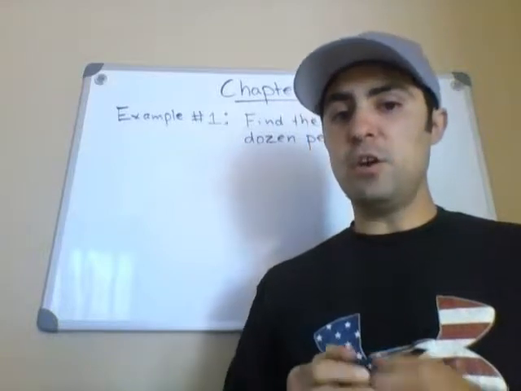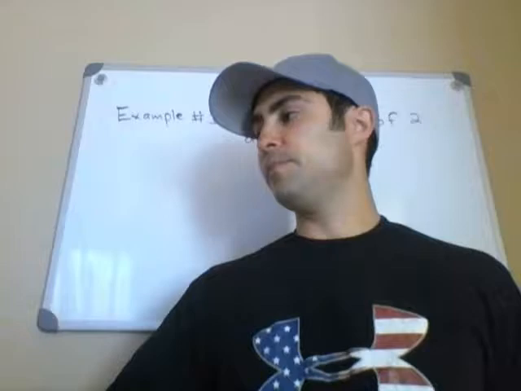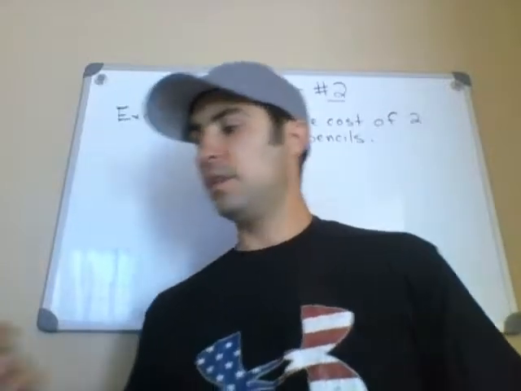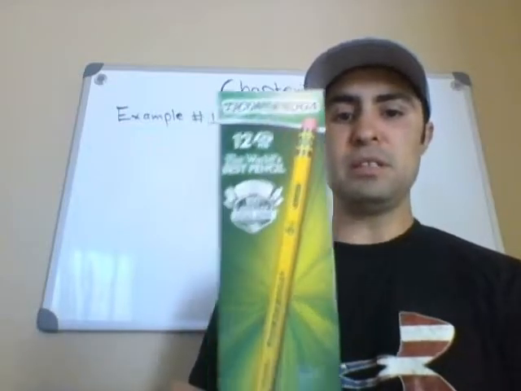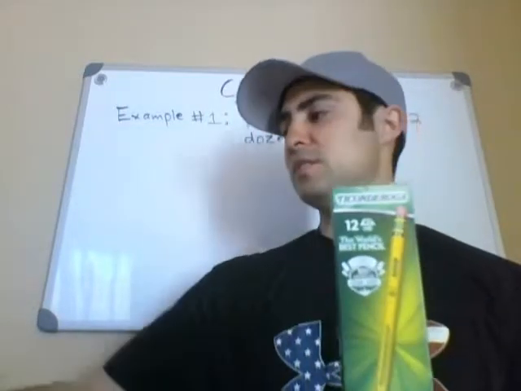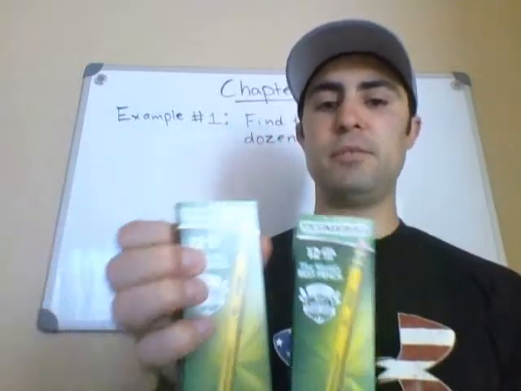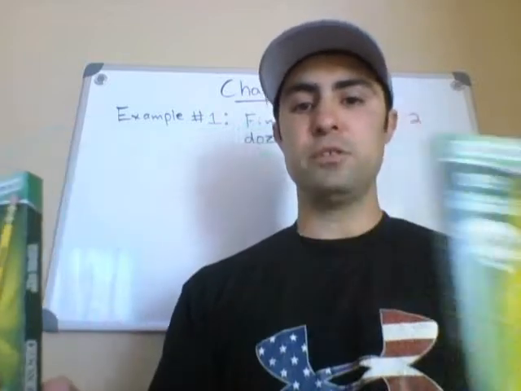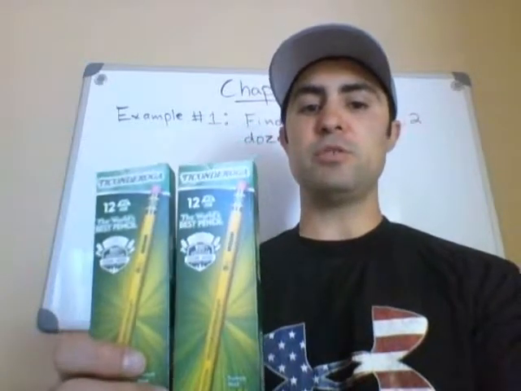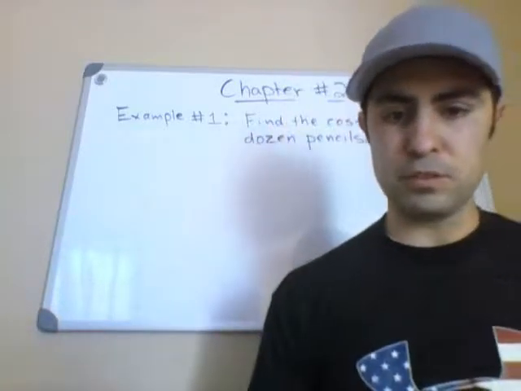Well, the first thing you need to know about this is, what is a dozen? A dozen is 12. So I have, if you can see it right there, 12 pencils. But this is 1 dozen. I need 2 dozens. So now, flip it around. We have 2 dozen pencils. 12, 2 times. So what's 2 times 12? 24. So you have to find the cost of 24 pencils.